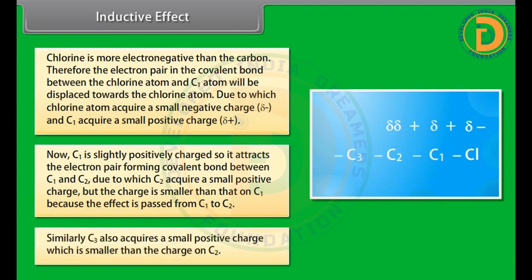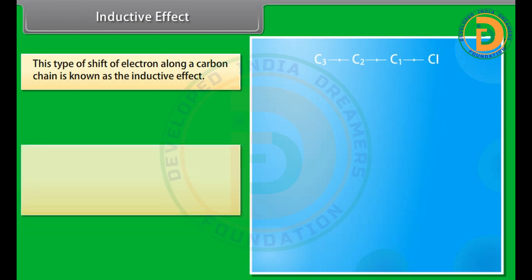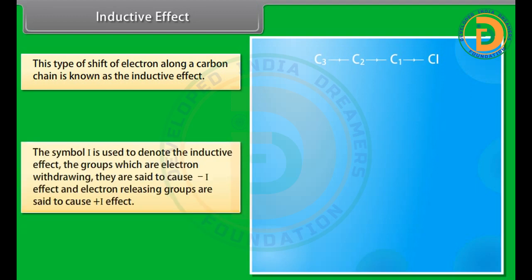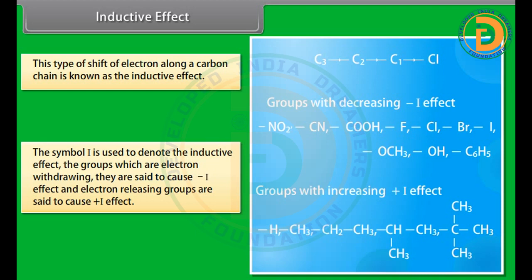Similarly, C3 also acquires a small positive charge, which is smaller than the charge on C2. This type of shift of electrons along a carbon chain is known as the inductive effect. The symbol I is used to denote the inductive effect. The groups which are electron withdrawing are said to cause negative I effect, and the electron releasing groups are said to cause positive I effect.